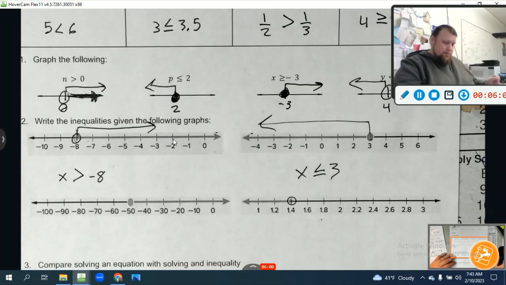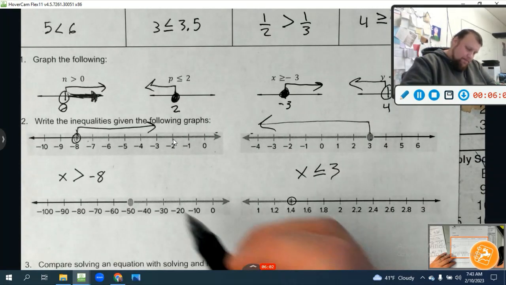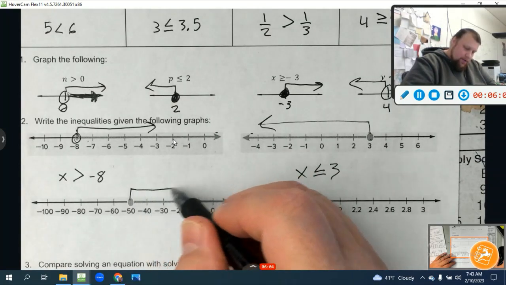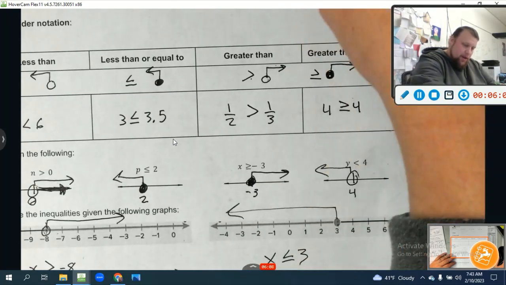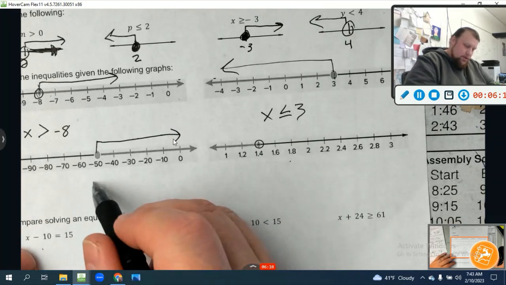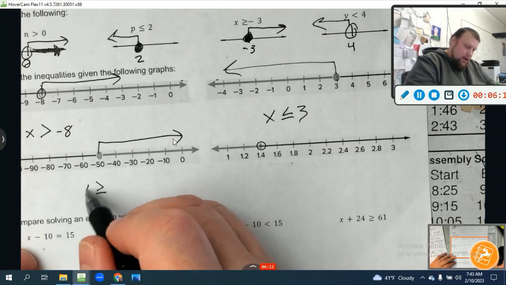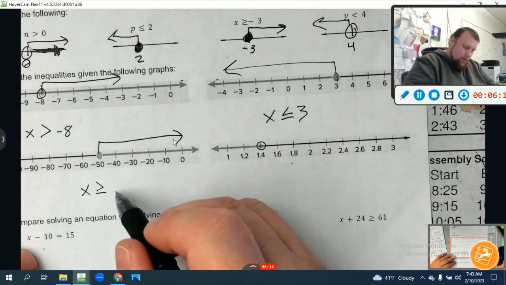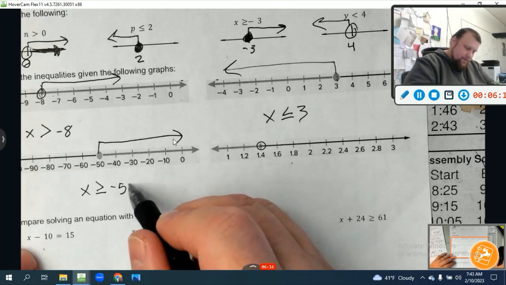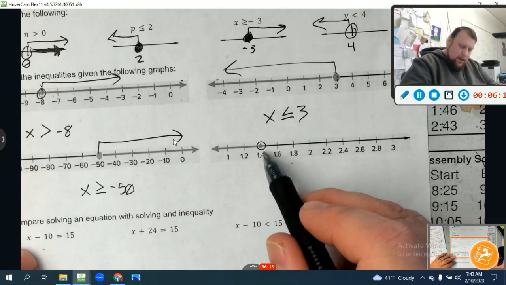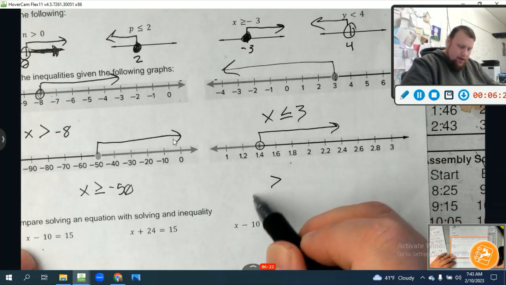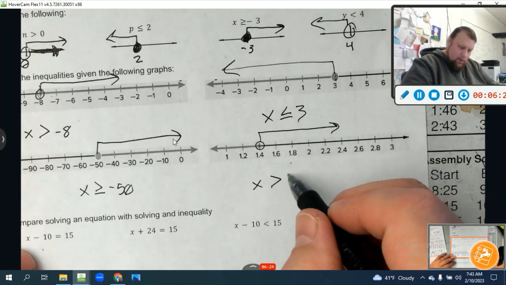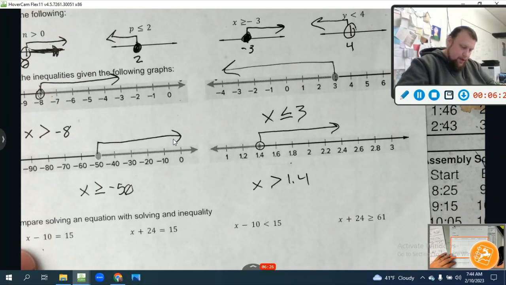Okay, I'm assuming you graphed this or already did this. So again, this is a closed dot and everything to the right. Let's match it up here. Closed dot to the right is greater than or equal to. So x is greater than or equal to what number? -50. Over here is an open dot and everything to the right. That's just greater than. So we're going to have x is greater than what? 1.4. Boom.